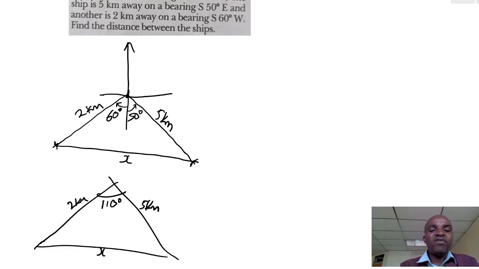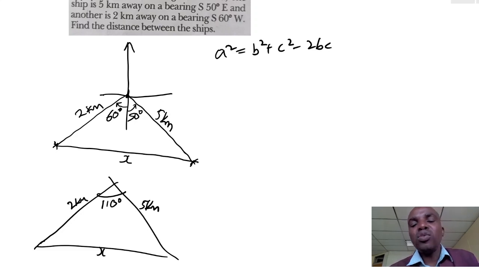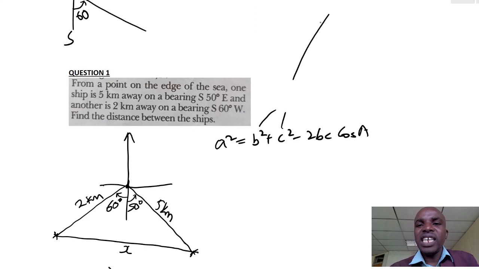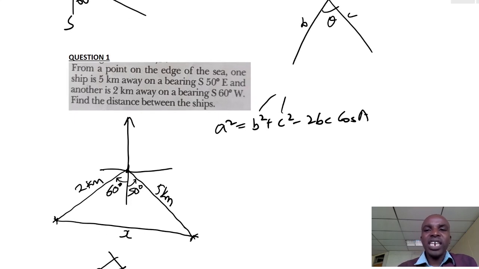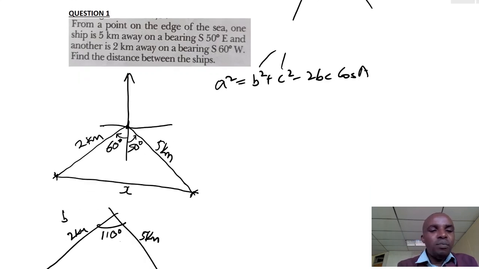Now to solve for x, we must use the cosine rule or the sine rule. Which one do we use in this case? The cosine rule says a squared is equal to b squared plus c squared minus 2bc cos A, where b and c are the sides which make up the angle. In this case, if this angle is my theta, then b and c must be these ones. To see whether you can use cosine, you have to check: do you have your b and your c, and the angle? The angle is 110 degrees, and b and c are 2 kilometers and 5 kilometers. So in this case, we can use the cosine rule.